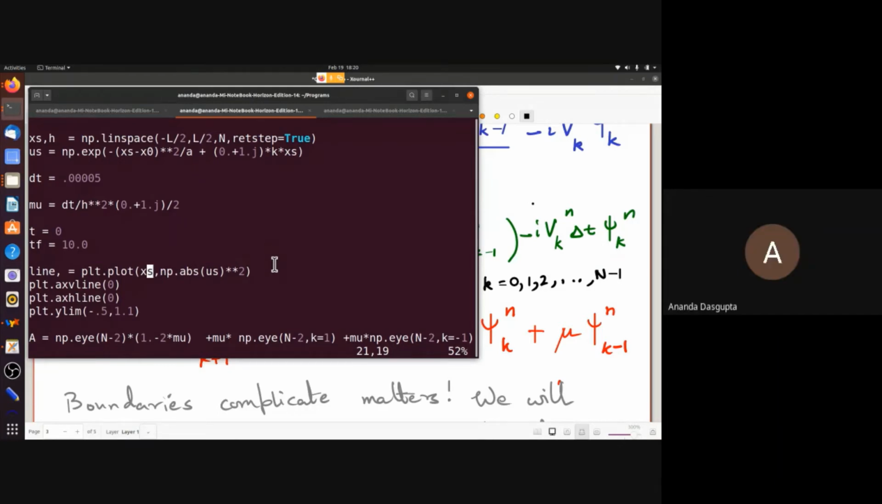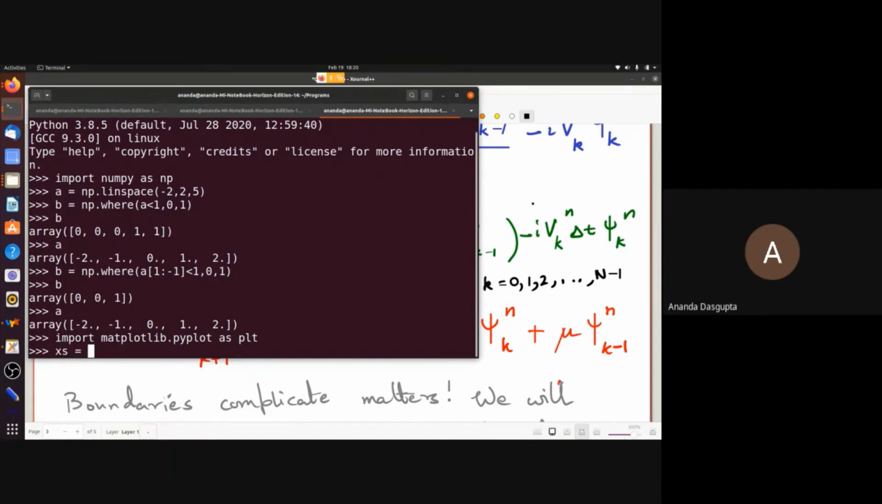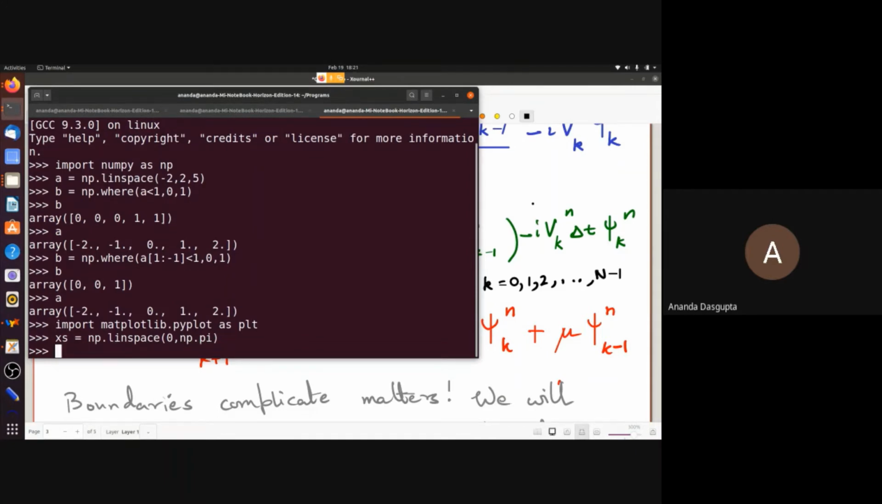Okay, so basically, if you use matplotlib.pyplot, let me just try importing matplotlib.pyplot here as plt, and let's say I have a very simple thing to do. x is equal to np.linspace, so that's an array from 0 to pi of 50 points. 50 is the default value for the number of points for linspace.